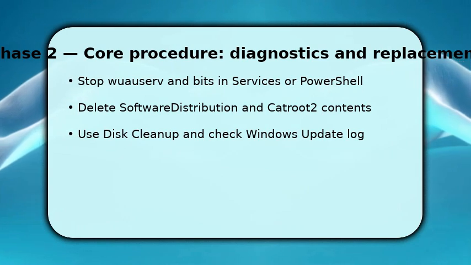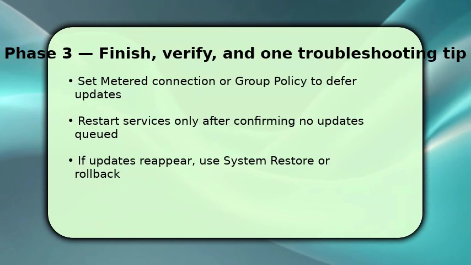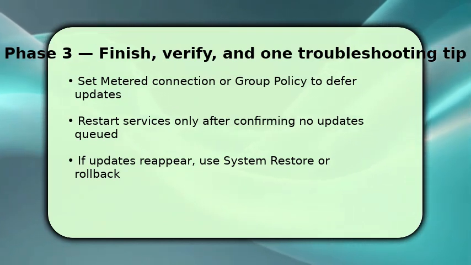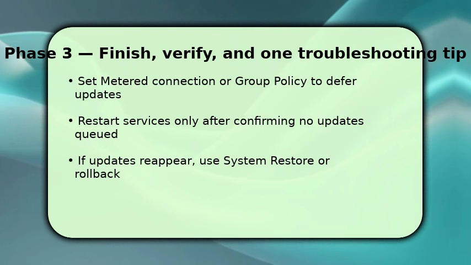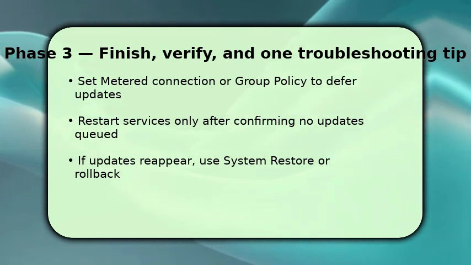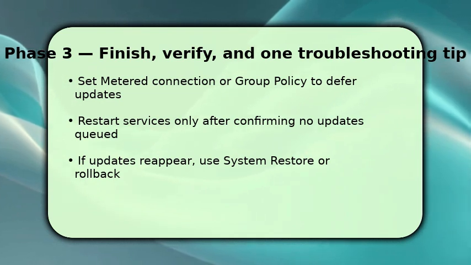Set your network as metered or open gpedit.msc and configure Computer Configuration, Administrative Templates, Windows Components, Windows Update to defer or disable automatic updates. Once configured, restart wuauserv and BITS only after checking Settings shows no pending installs.